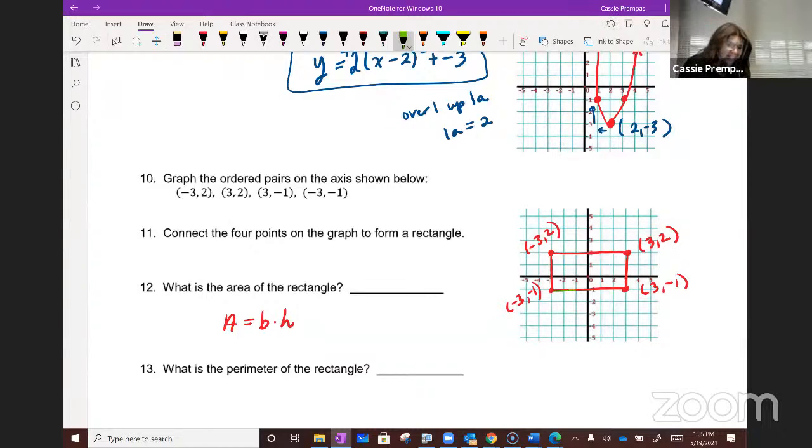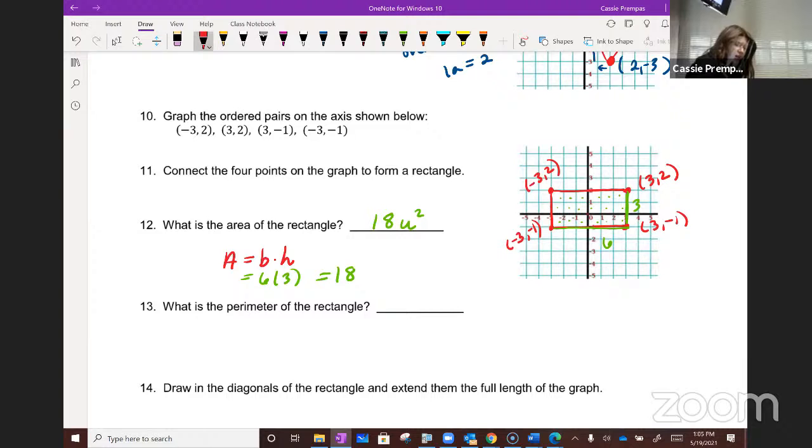And I know you guys can count. How many units is the base? 6. How many units is the height? 3. So my area is going to be 6 times 3, which is 18. I could say square units or units squared. You could have just counted the squares: 1, 2, 3, up to 18. 18 square units. So that's the area inside the rectangle.